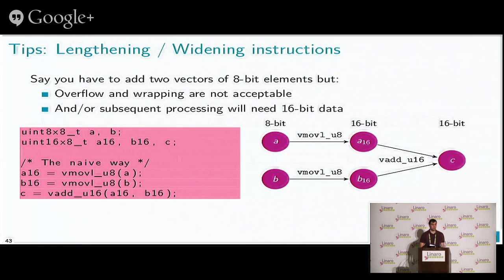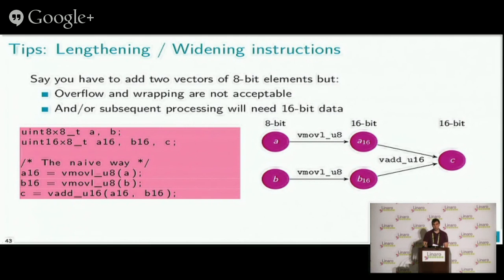The next tip would be to use the lengthening, widening instructions, which are not much used in many code I've seen. So say, for example, that you have to add 2 vectors of 8-bit elements, but you cannot accept overflow and wrapping, or you have some subsequent processing that needs 16-bit data. The naive way you would do it is by extending the 8-bit operand to 16-bit and performing a 16-bit addition. You see that kind of pattern in a lot of code.